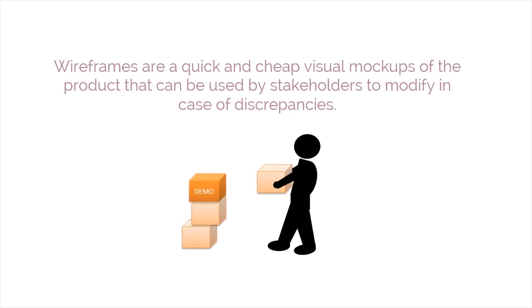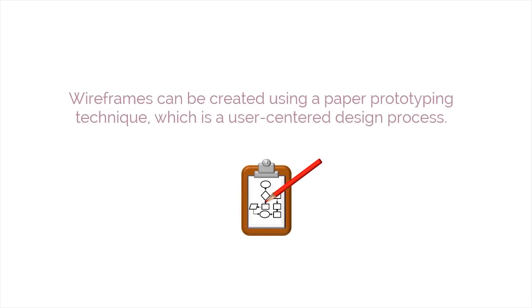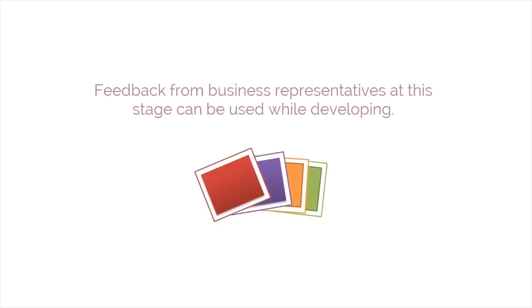Let's look at a few techniques to identify discrepancies early so they can be resolved in a timely manner. Wireframes are quick and cheap visual mock-ups of products that can be used by stakeholders to modify in case of discrepancies. Wireframes can be created using a paper prototyping technique, which is a user-centered design process. Paper prototyping is a fast and simple way of demonstrating the product before it goes into the development stage. Feedback from business representatives at this stage can be used while developing.